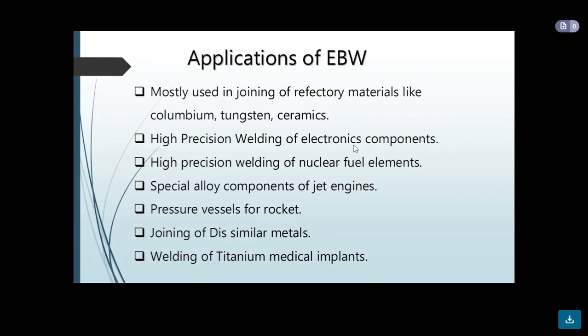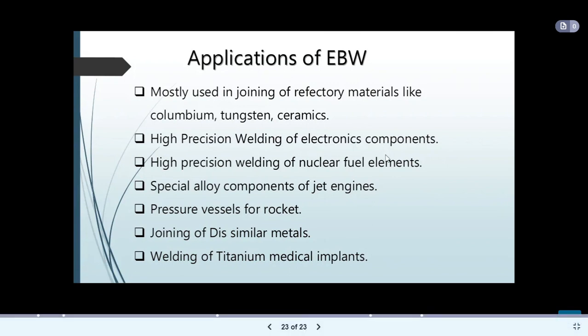Dissimilar metals can also be joined by the electron beam welding. And the welding of the titanium medical implant, means the titanium and medical implant can be joined by the electron beam welding. So these are the different applications of the electron beam welding.